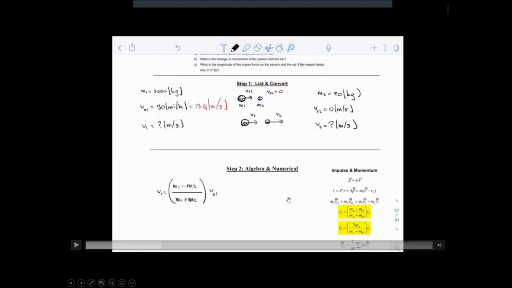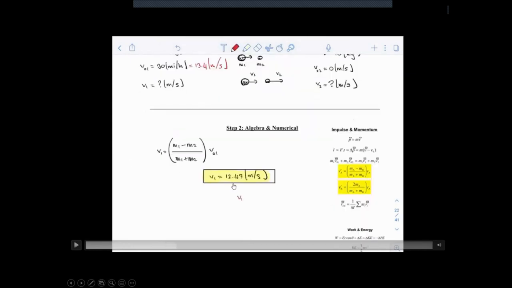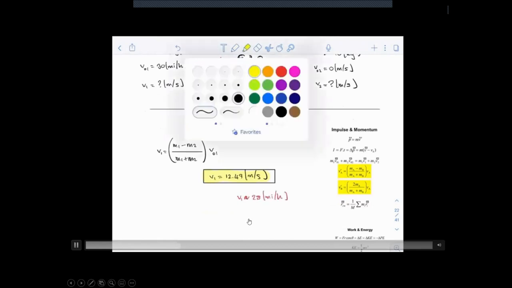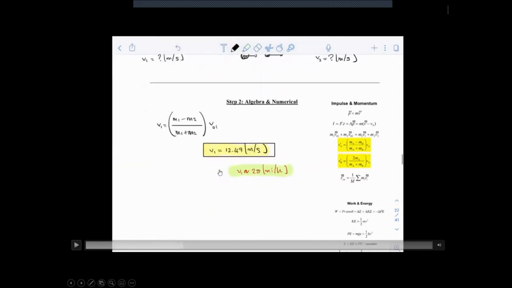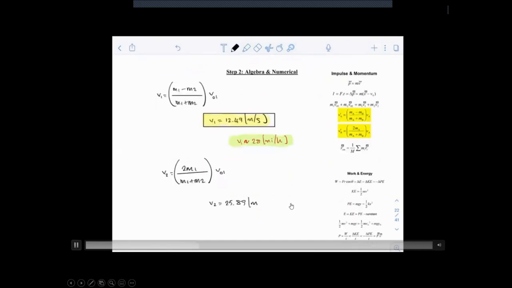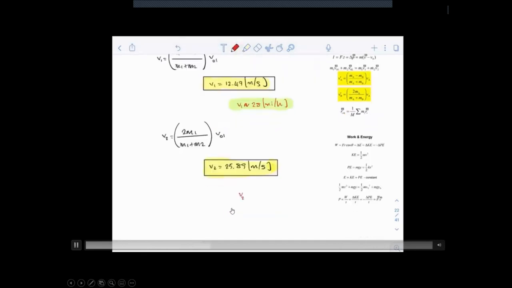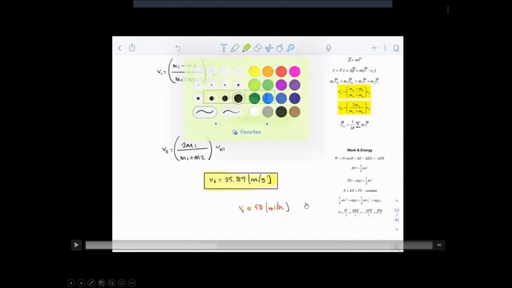You don't have to worry about the derivations, but know how to use these two formulas. Here's the speed of the car right after impact. So plug the masses in and then plug the initial speed in. It's going to be speed in terms of miles per hour. So the car is no longer going at 30, it's going at 28. That makes sense. The speed of the person should be roughly double the speed of the car. So what do we expect? About 60 miles per hour, slightly less, so it's going to be 58 miles per hour.